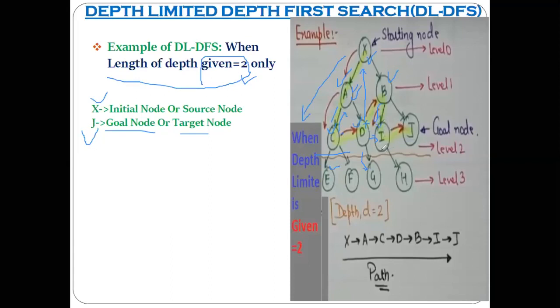I is also not your goal node. Can you go below I? No. So you need to backtrack. After backtracking, which is the node below B, another child of B? J. Is J your goal node? Yes, sir. And here you have reached the goal node.